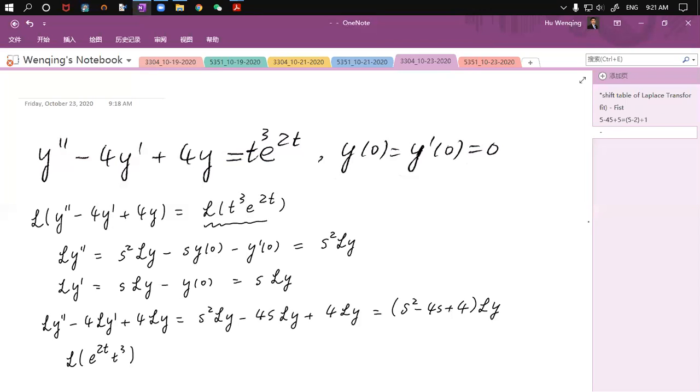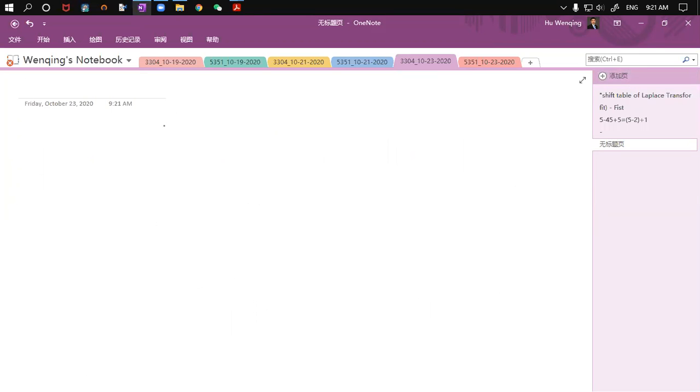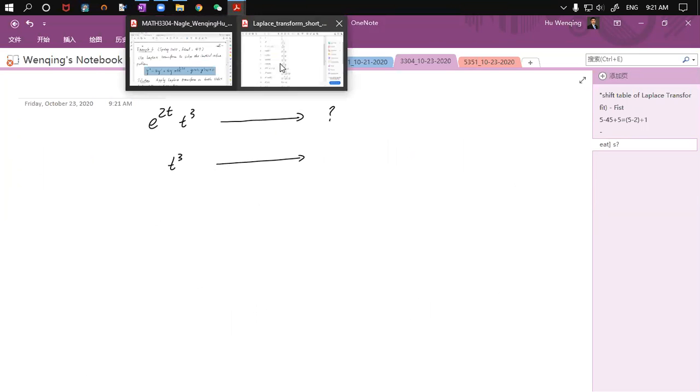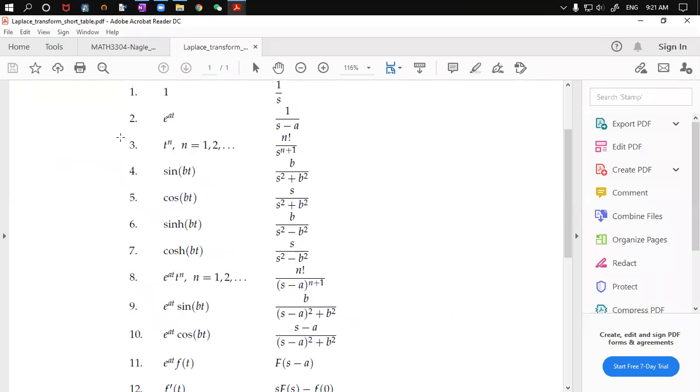Well, here, the nice idea is that we can apply the shift table. If you want to apply the shift table, you must realize that we have e to the power of 2t times t cubed. So I want to find the transformation. What should I do? Well, you can transform t cubed first. The transformation of t cubed can be found on line 3 of the table, where you set n equal to 3.